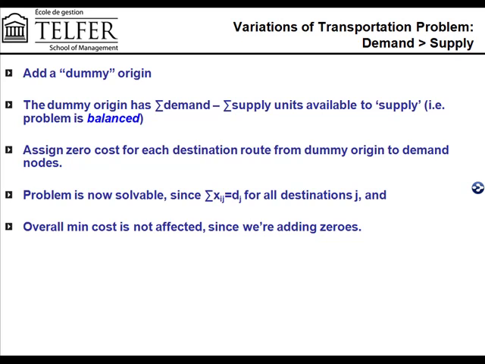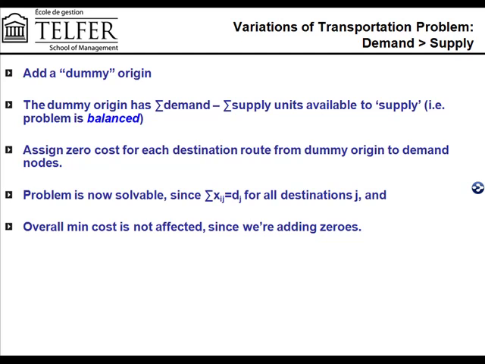And the dummy origin node can supply the difference between the demand and supply to one of the particular demand points. So any demand point that receives some supply from this dummy node will be the one which will eventually fall short of its total requirements. So that's the concept behind the dummy origin.